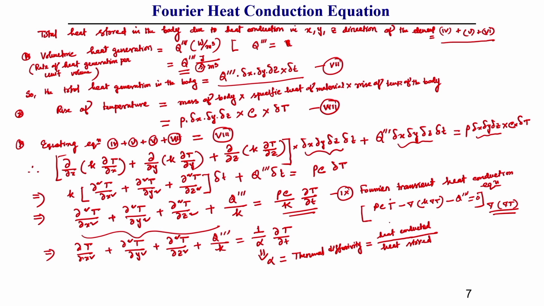This ratio, because what happens, this thermal diffusivity is actually what? K by rho c. This K by rho c is generally called heat conducted by heat stored. What is the significance of this diffusivity? So, always you should keep it in mind.